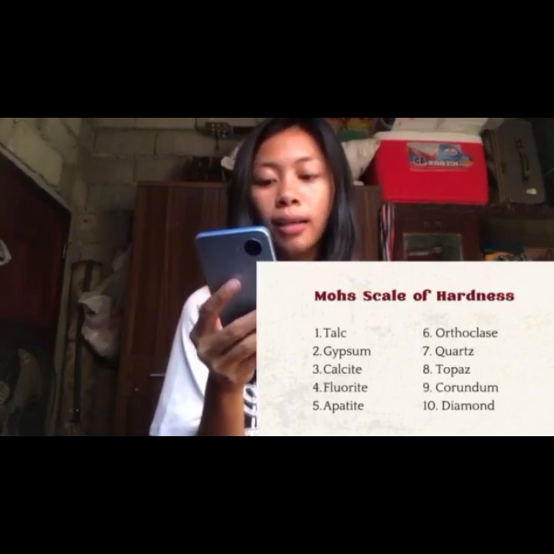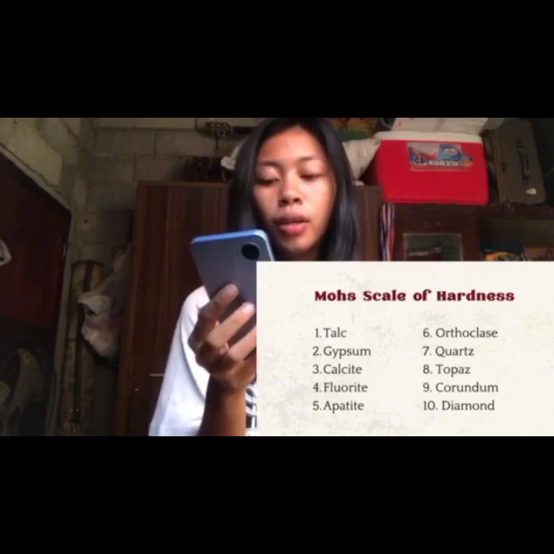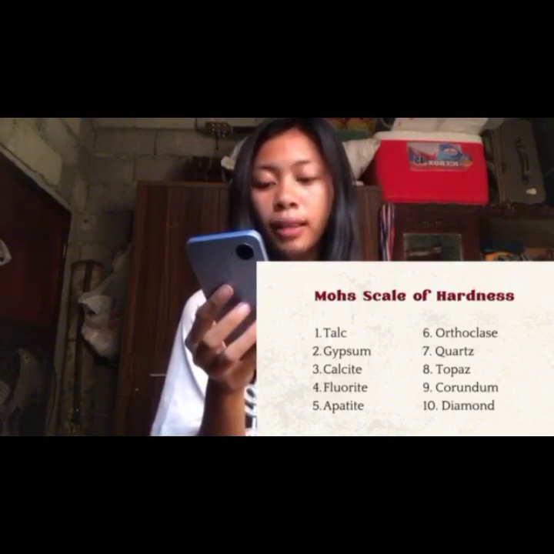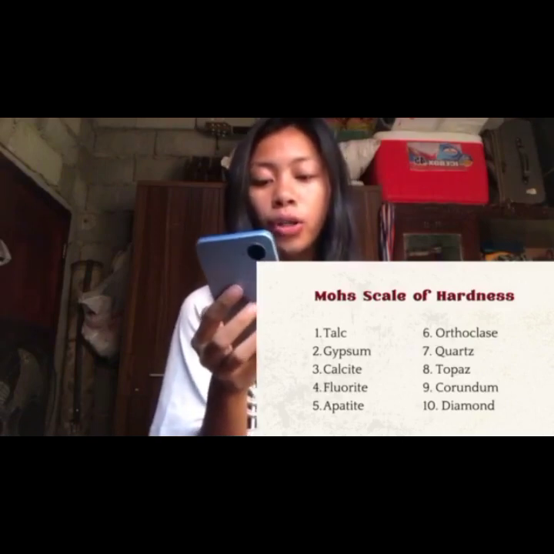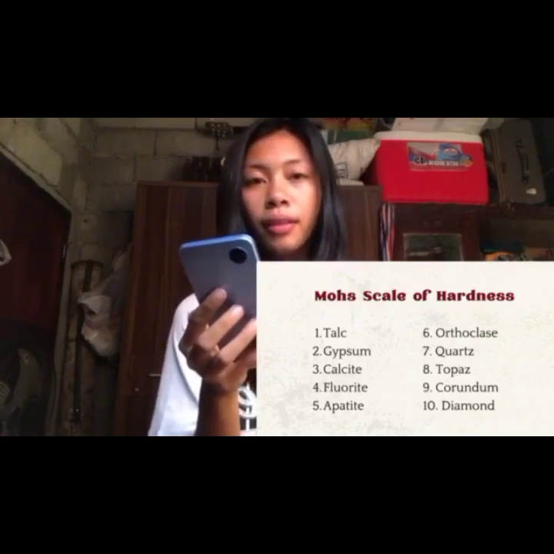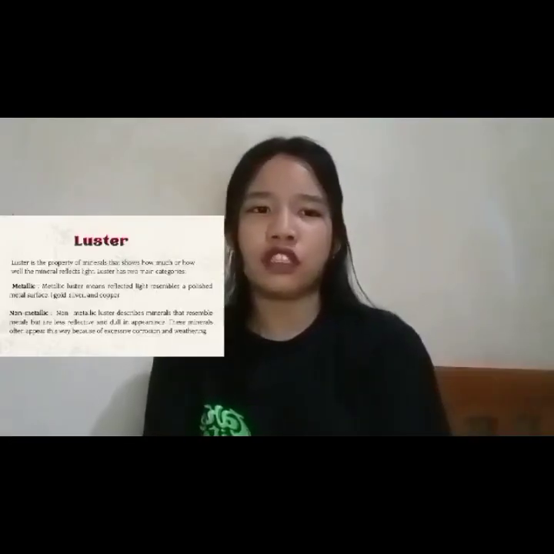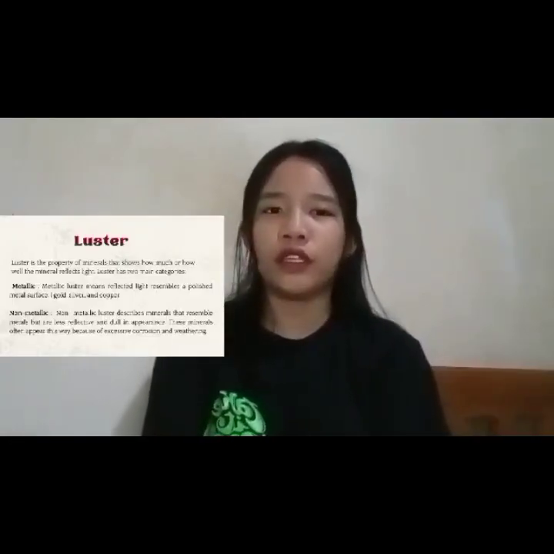Number 1, talc. 2, gypsum. 3, calcite. 4, fluorite. 5, apatite. 6, orthoclase. 7, quartz. 8, topaz. 9, corundum. 10, diamond. Luster is a property of minerals that shows how much or how well the minerals reflect light.